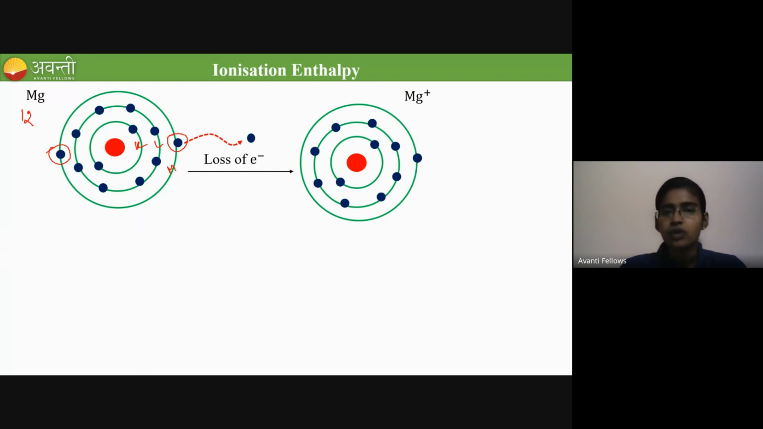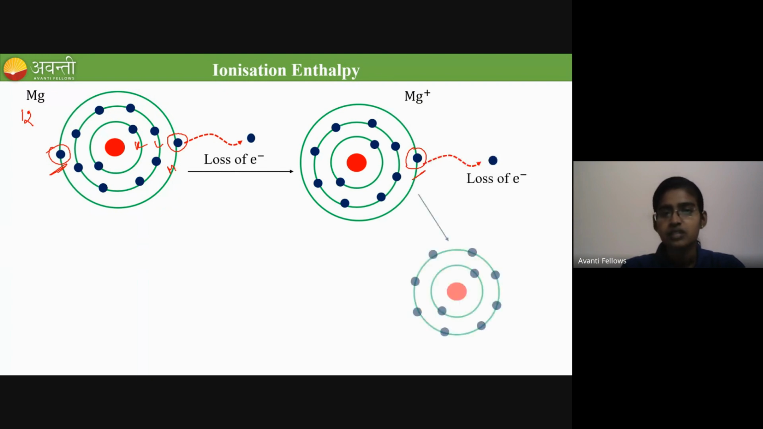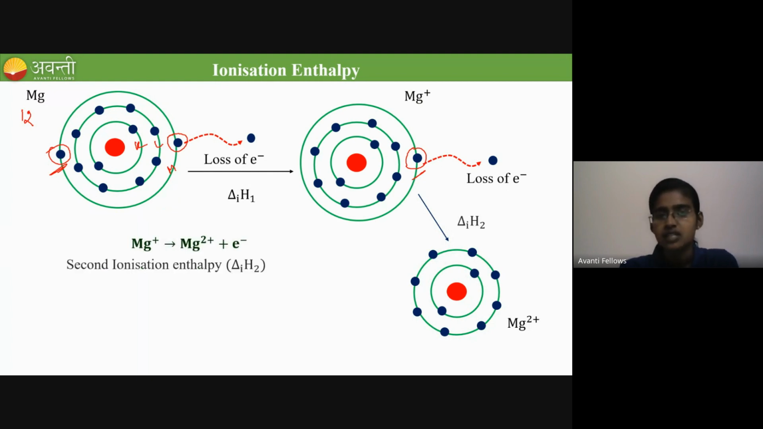Then one more electron is also there, that is this electron. If I want to remove this electron, then the configuration will become like this. M shell is absent. Since no electrons are there in the M shell now, the M shell representation is not given. So now this ion is the magnesium 2 plus ion. The energy associated in the first step is delta H1, and in the second step is delta H2. This ionization energy is called the second ionization energy.